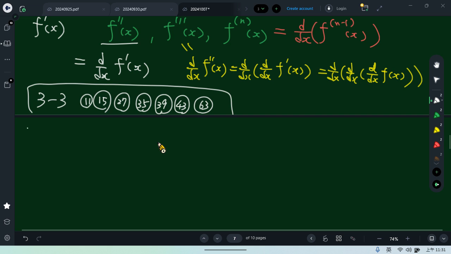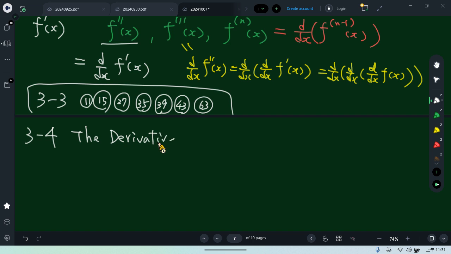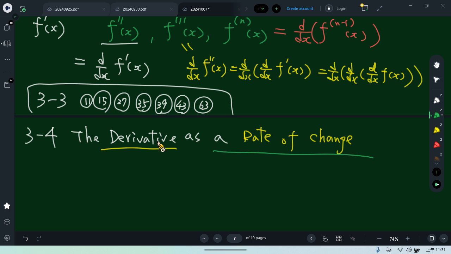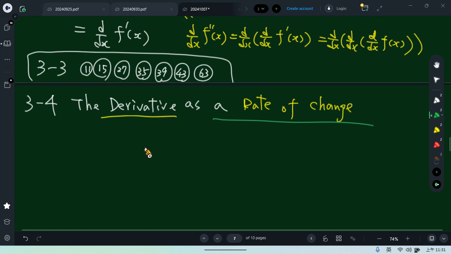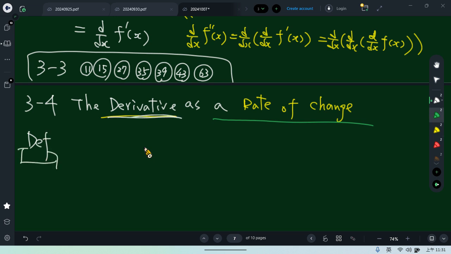Okay, then we will move to section 4. The derivative as a rate of change. Actually, we already repeated the concept several times. Derivative actually is just the same as the rate of change. We already repeated this concept, right? So next we talk about this derivative as the instantaneous rate of change.